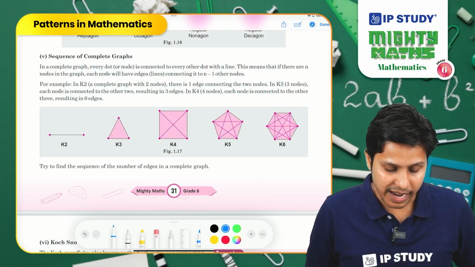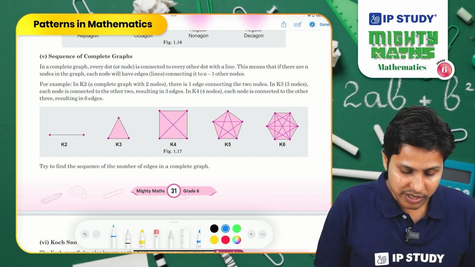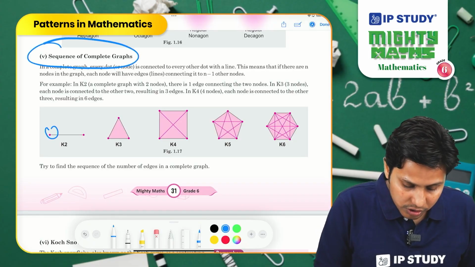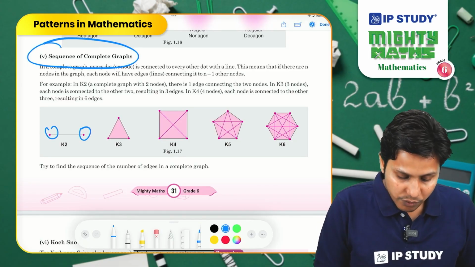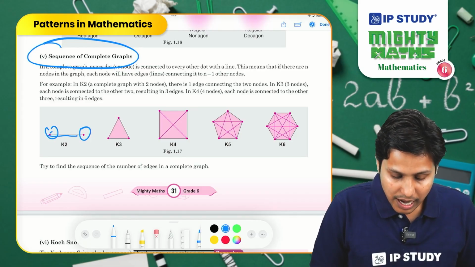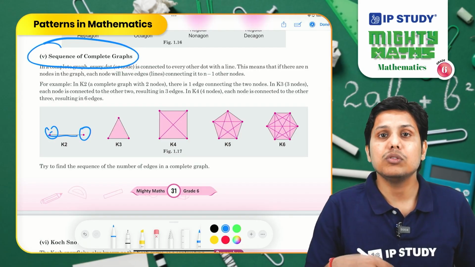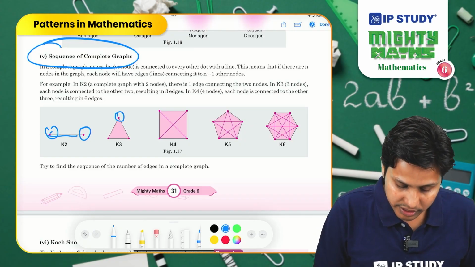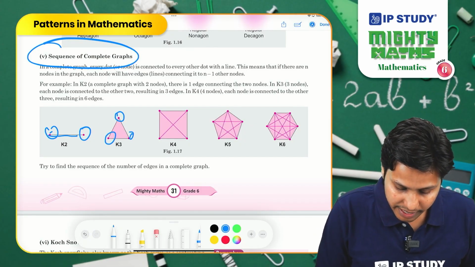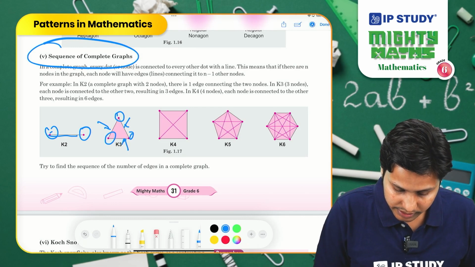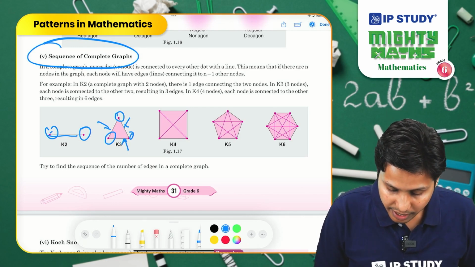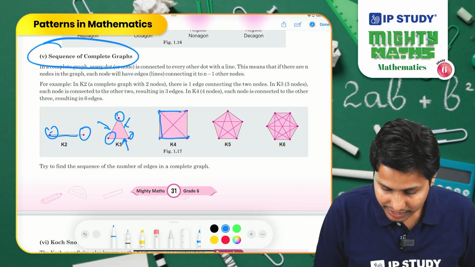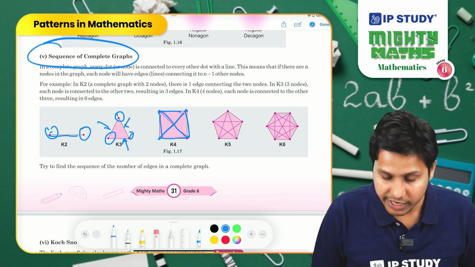Now students, we have the next shape sequence, the sequence of complete graphs. In this, dots or nodes are connected with the help of edges, and every node is connected to the other nodes with the help of a single edge, like this. This node is connected to the other two with the help of this edge and this edge. And similarly, we have 4 nodes here, and we have 6 edges connected with each and every node.